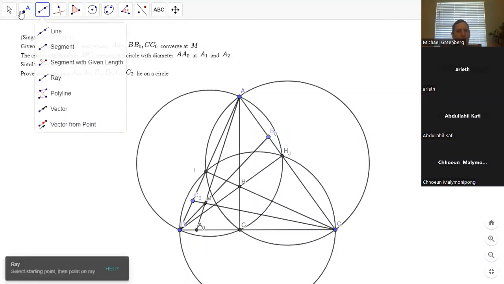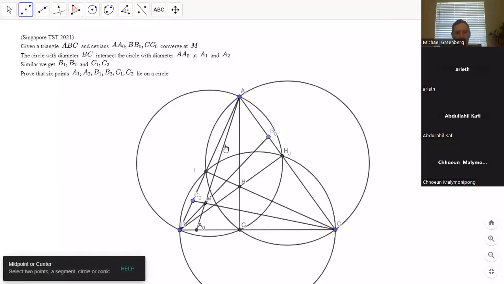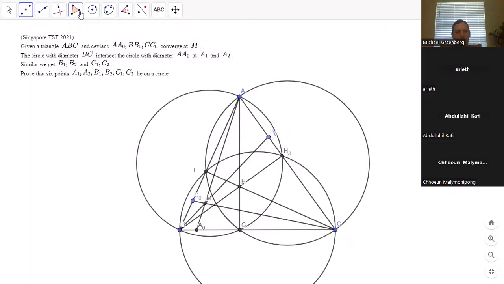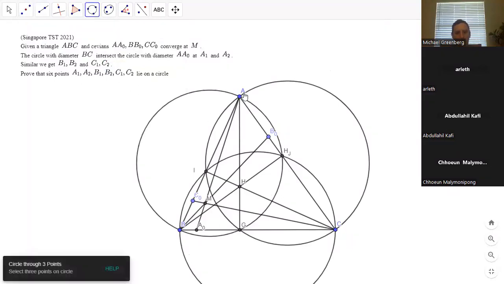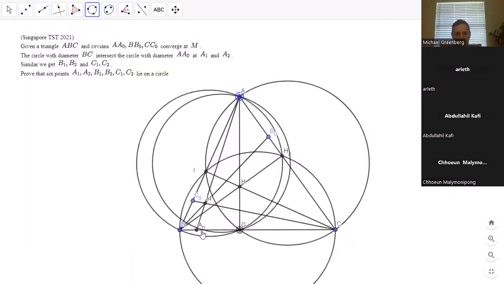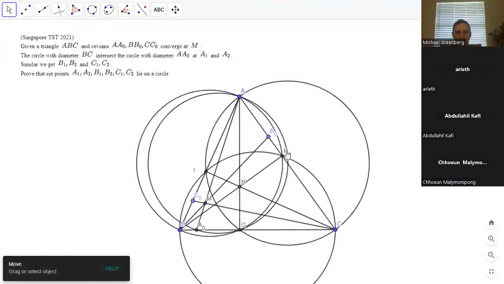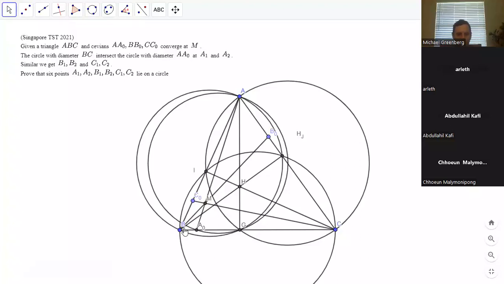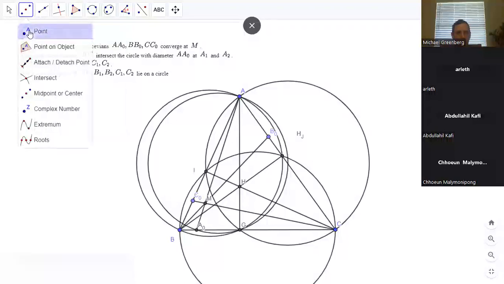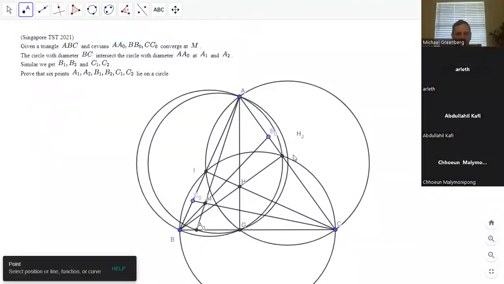So then I need the midpoints of A naught, B naught, C naught. But the circle with diameter A naught is A naught. So that helps, right? So yeah, basically we got these 2 points, A1 and A2.